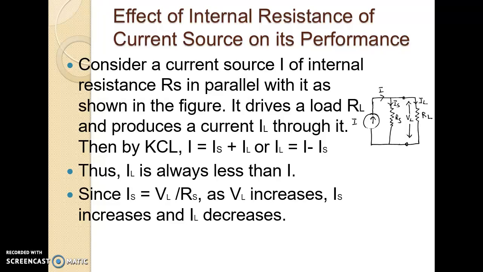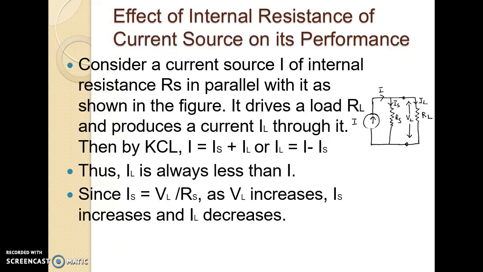The reason for this decrease is the internal resistance of the current source. Consider a current source I of internal resistance Rs in parallel with it as shown in the figure. It drives the load RL and produces a current IL through it. So we can see in this circuit the current source I has the internal resistance Rs in parallel, and then it drives the load RL like this.